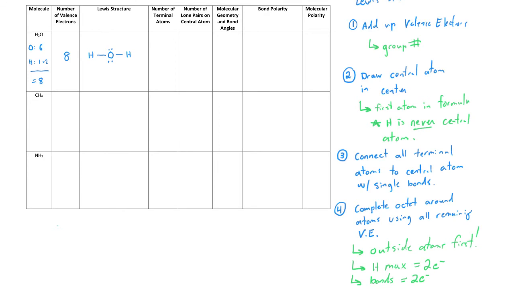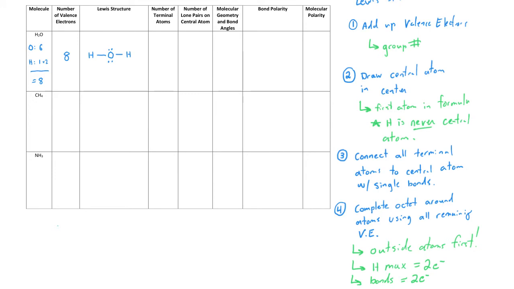Now what we're going to do is finish up with the rest of using the VSEPR theory to fill out the rest of this table. So we have to add up the number of terminal atoms, the number of lone pairs on the central atom, and then from that we'll predict the molecular geometry, the bond angles, and then we'll talk a little bit about the polarity stuff as well.